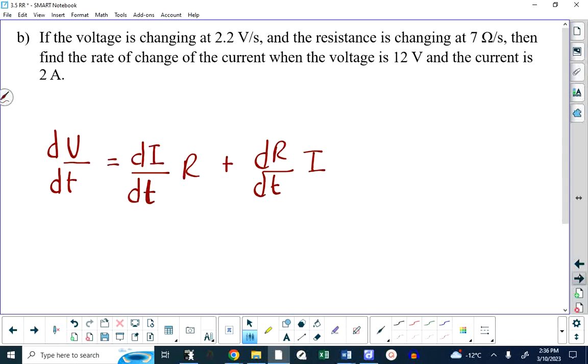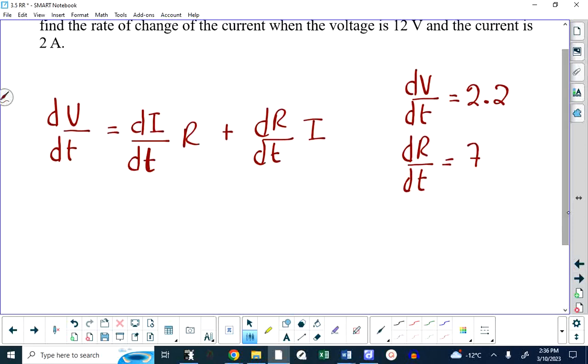Okay. What do we know? Well, we know dV/dt is 2.2. dR/dt is 7. I really should change this question. They're both increasing. Okay, I really should say how they're changing. And we want to find dI/dt. If you just look at this formula over here, we're going to just start putting stuff in. dV/dt is 2.2. dI/dt is what we're asked to find.